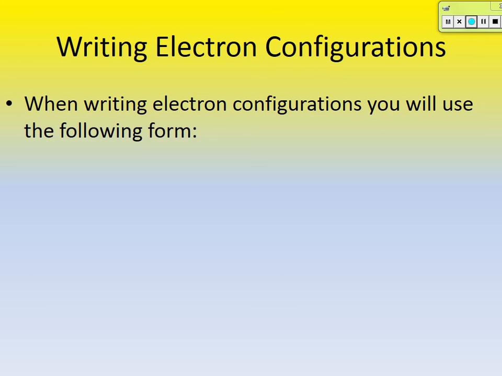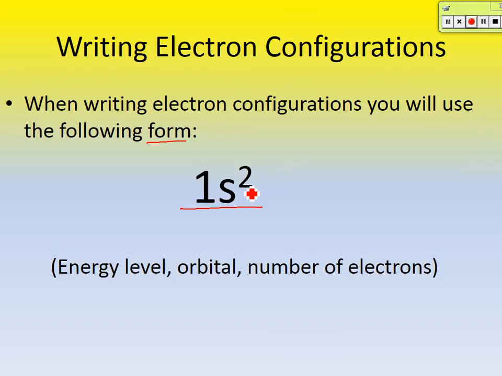Okay, so when writing electron configurations, you're going to use the following form. Okay, we're always going to use this form. You have a number, you have a lowercase letter, and then you have an exponent above that lowercase letter. So you have an exponent. So let's talk about what each of these mean.